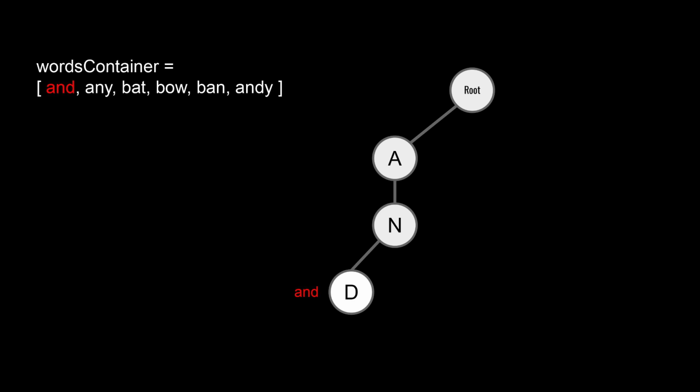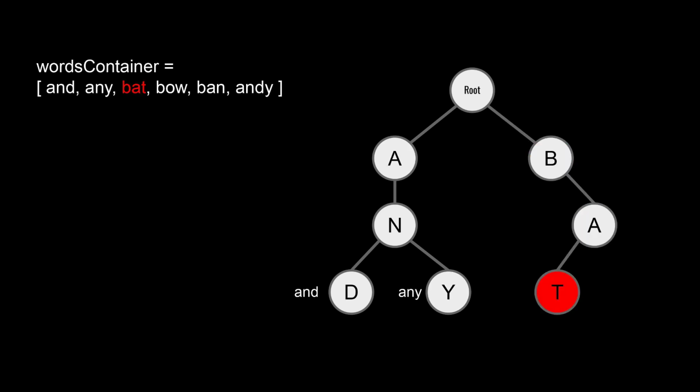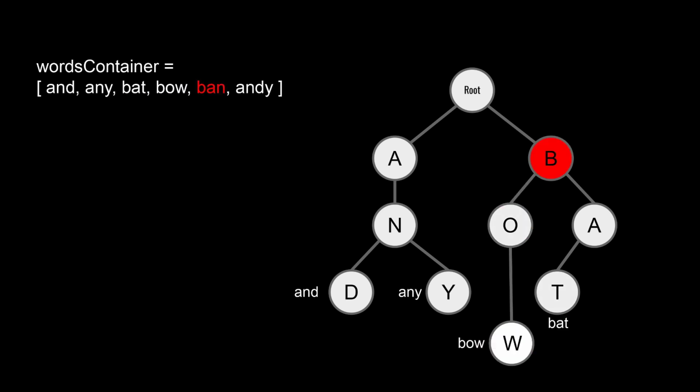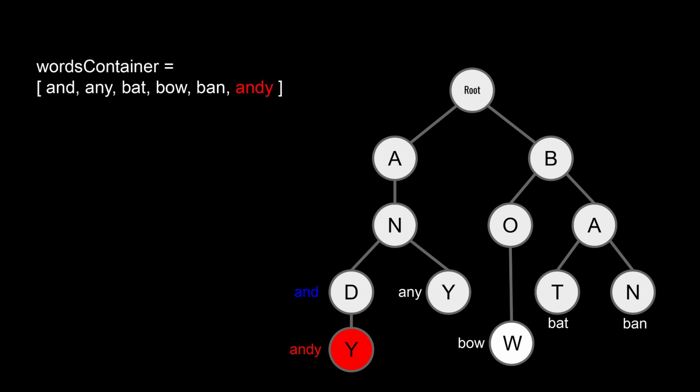Now, when we add the word ANY, the trie already has A and N, so now all we add is a new node for Y. Again, the word ANY goes into the Y node. We keep going for the rest of the words here. BAT, B-A-T, BOW, B-O-W, BAN, B-A-N. Our last word is ANDY, and now we see why we need to add the word to its final node. Not every word terminates in a leaf node, so if we don't add words into the node where they end, they would simply get lost, like AND in ANDY.